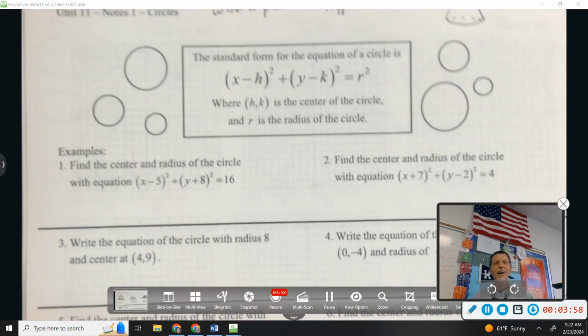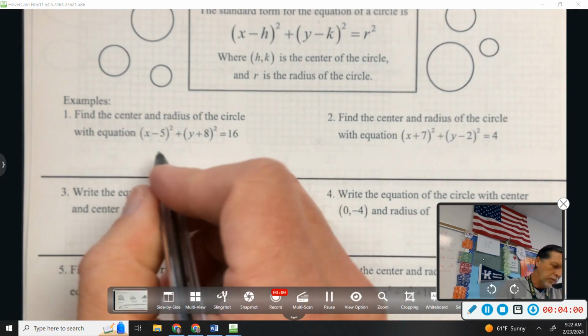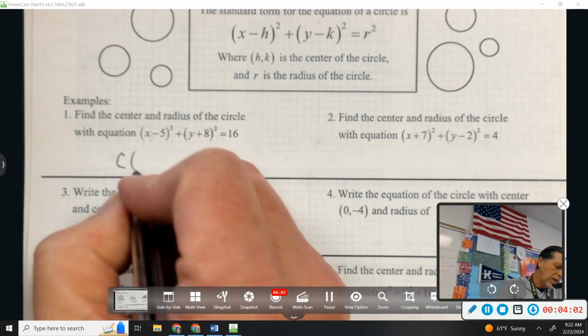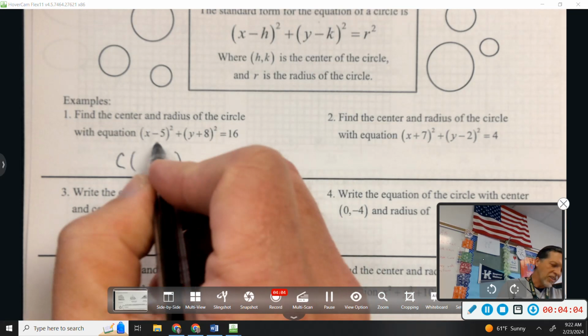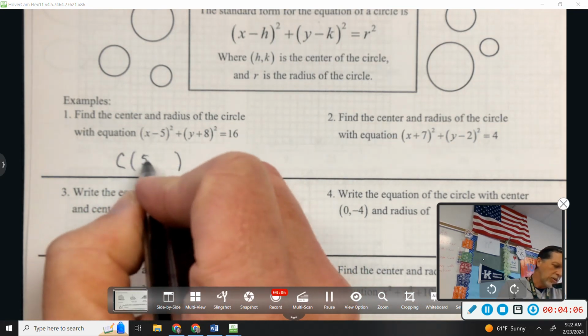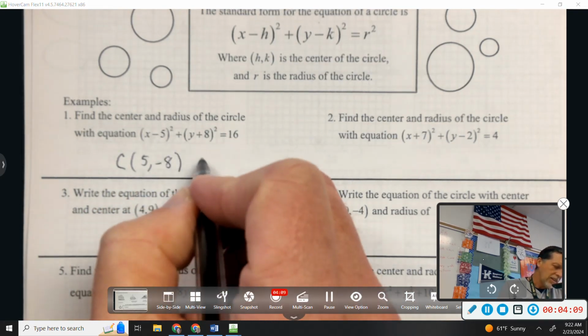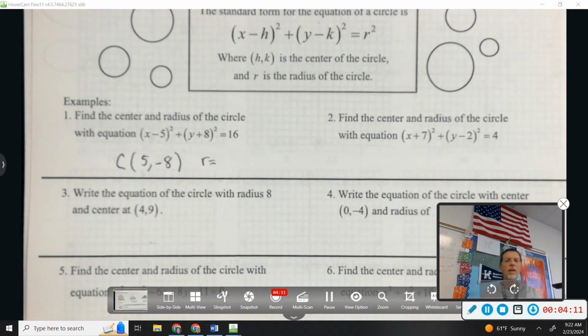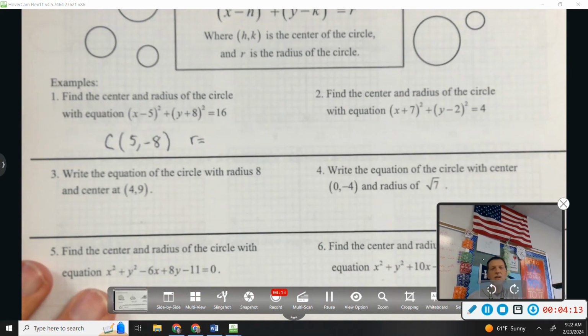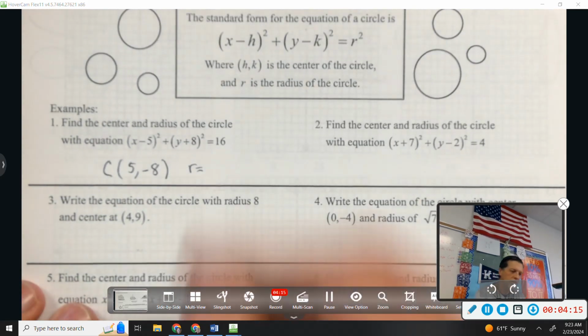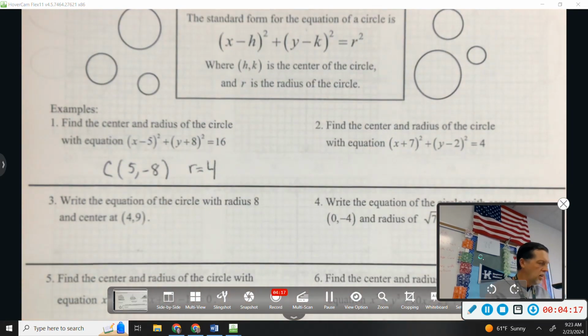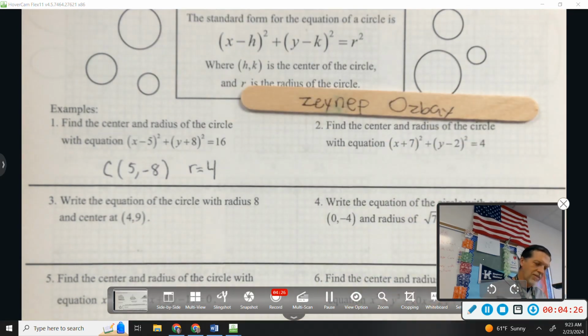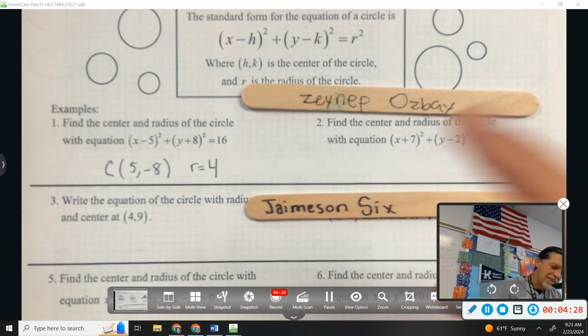Not on Friday. I'll do the first one because that'd be kind of cruel. So the center would be, careful with the signs, the center would be (5, negative 8). And the radius would be 4. I mean, I would think you would want to get picked for this, right? Still no. Sorry, people are getting picked.